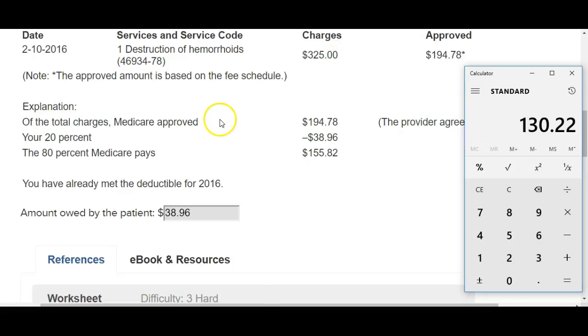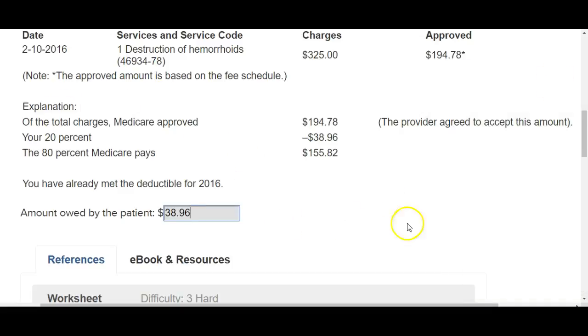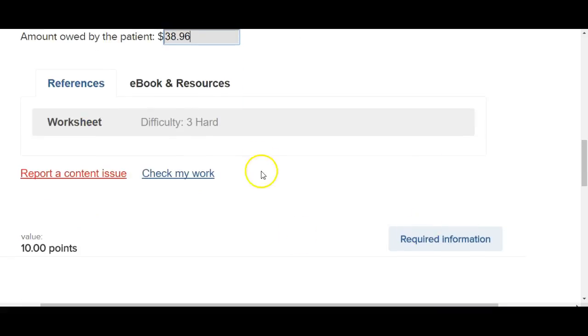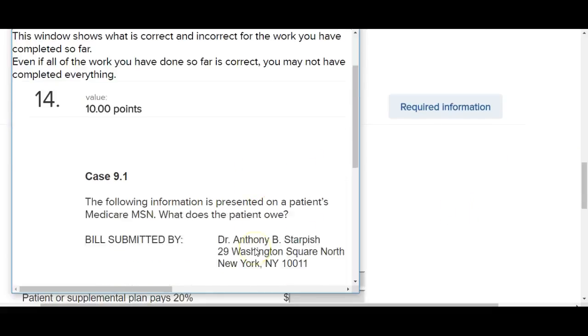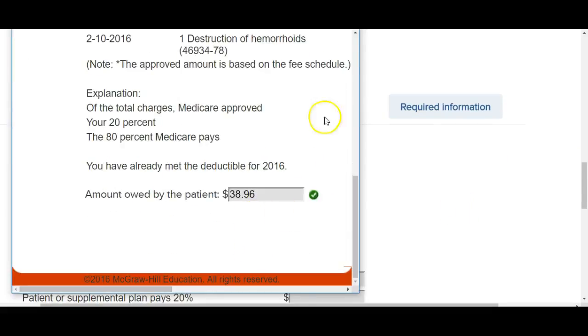So basically the doctor says, we're charging $325. Medicare says, that's fantastic, but we're only paying $194.78, so figure that out. And so the doctor says, okay, well, the patient has to pay their 20% copay of that, which is $38.96. Medicare is going to pay $155.82, and the doctor basically writes off the remainder. Now, you don't have to put in the write-off amount for this question, but I just wanted to show you where the rest of that money went. Okay, so let's check. And we're good to go. $38.96.